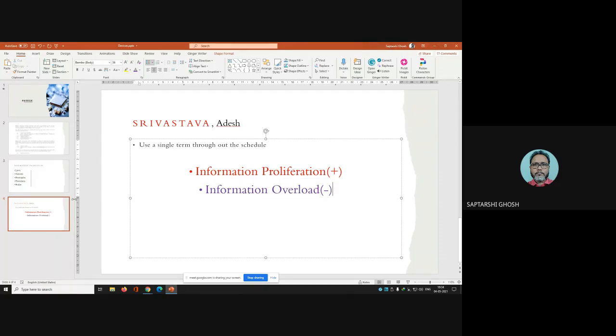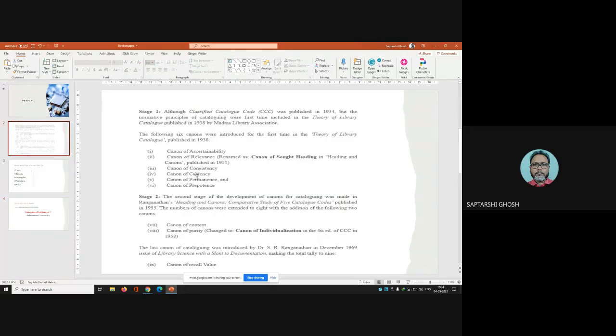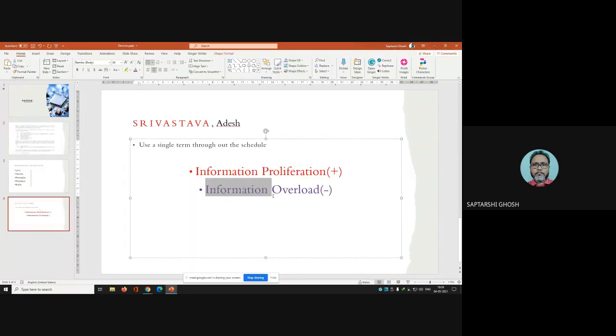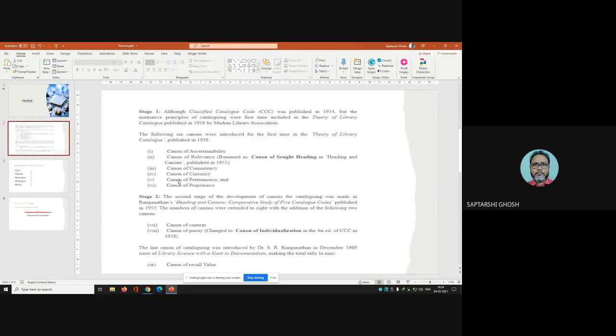So this is the perspective of the canon of currency. If we follow canon of currency, that is canon four, we have to choose this one and discard this one. This is not required. Information overload, we will choose this one. Now go for this one. Pick the canon of permanence. This is the paradox.